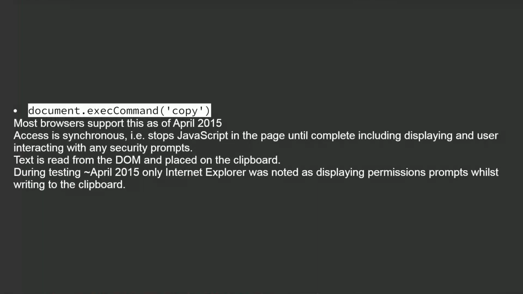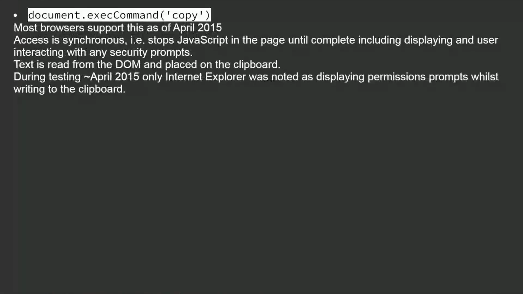Document exec command copy. Most browsers support this as of April 2015. Access is synchronous. That is, it stops JavaScript in the page until complete, including displaying and user interacting with any security prompts. Text is read from the DOM and placed on the clipboard. During testing in April 2015, only Internet Explorer was noted as displaying permissions prompts whilst writing to the clipboard.